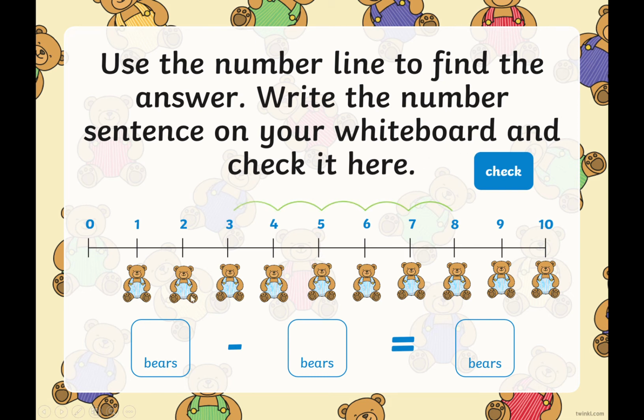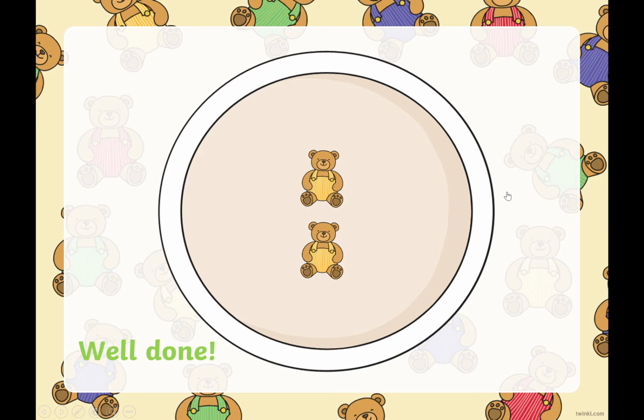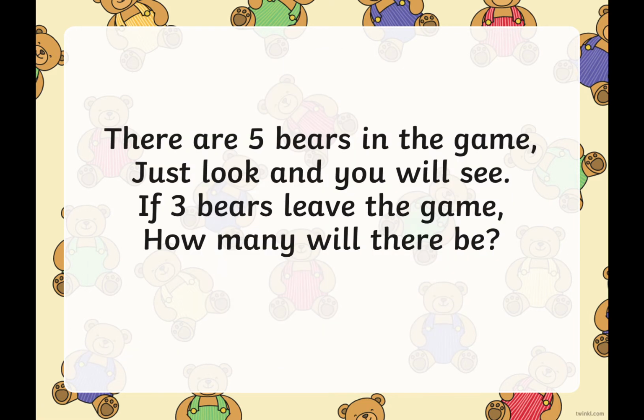So do you remember there were how many bears? 8. There were 8 bears to start off with, subtract 6 because 6 went away, which means that there were only 2 bears left. 8 subtract 6 equals 2. And we've got 8 subtract 1, 2, 3, 4, 5, 6 makes 2 left. Let's check it. Yes, that's right, there were 2 left.